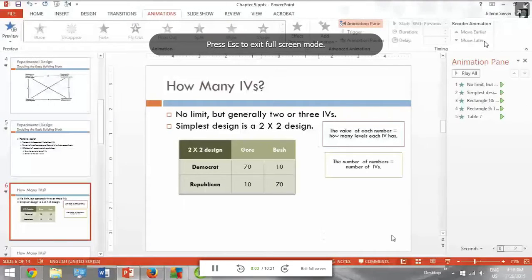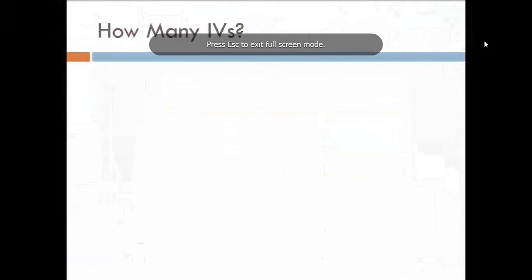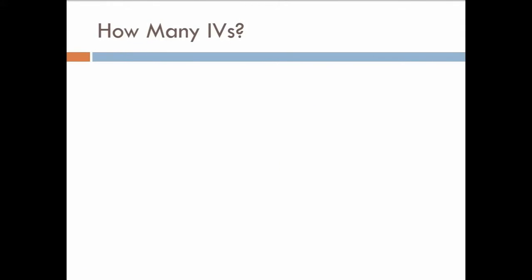All right, so how many independent variables can we have? We can have as many as we want. There's no limit to how many independent variables you can have in a study. But generally, 2 or 3 independent variables is what most people will include in their study. Part of the reason why you limit yourself is because it becomes really complex really fast to add more than 1 or 2 or 3 additional independent variables.